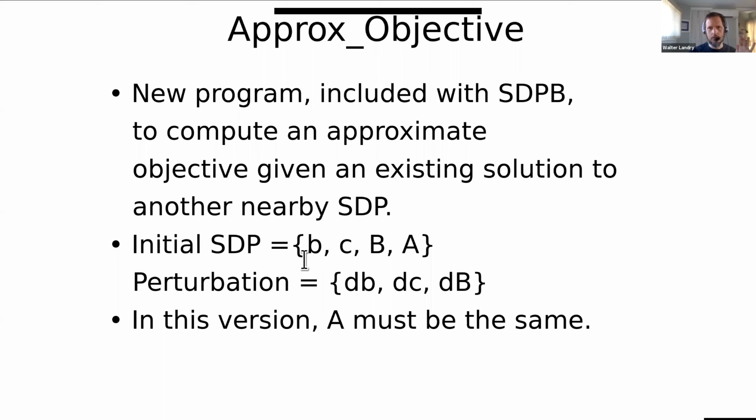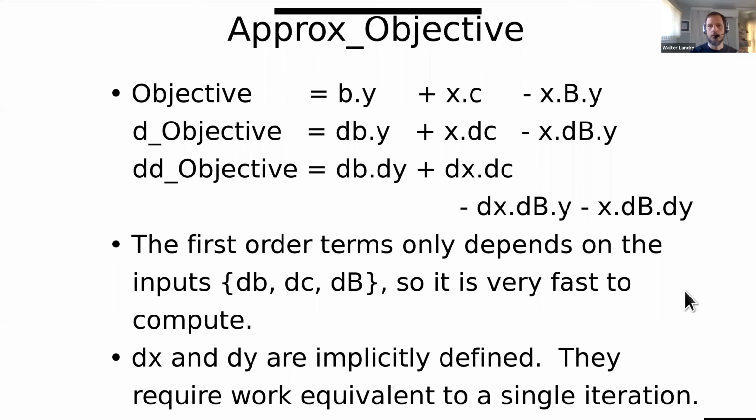If the semi-definite program is specified by these quantities B, C, B, and A, you can do a perturbation dB, dC, dB. A you probably shouldn't vary. I mean, in principle, I could write it so it handles that, but there's not a strong reason to do that. Anyway, the setup is you have an SDP, and you have a perturbation. Then you can write the normal objective in terms of these three terms. And actually, all of these terms are the same. So like this and this cancel out, but also this and this cancel out, in case you're used to a slightly different form.